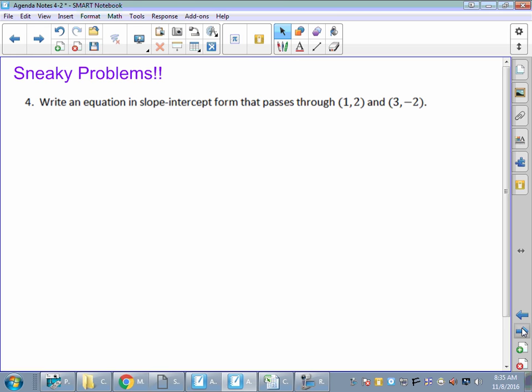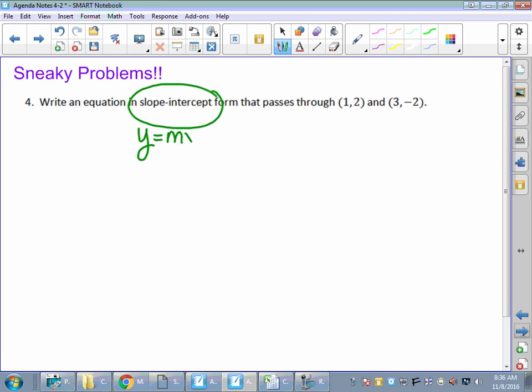All right, let's do number 4. Sneaky problems right here. You might even want to make a note. These sneaky problems, first of all, it tells you to write an equation in slope-intercept form. So hopefully you remember that y equals mx plus b is slope-intercept form. Notice it only gives us 2 points, (1, 2) and (3, negative 2).